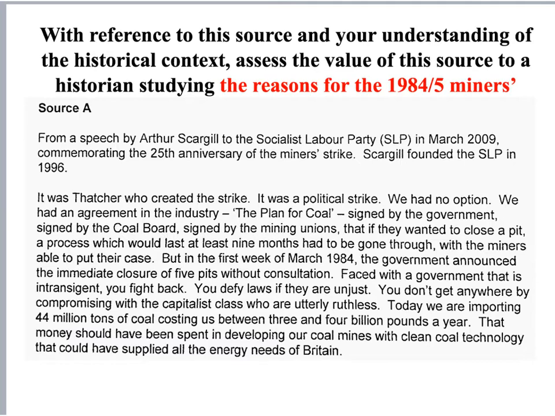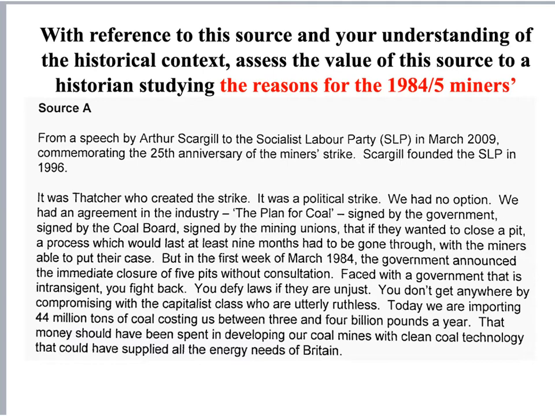The first thing that strikes me about this source is its provenance. You can say plenty here about the provenance of this source. It is highly useful. This is a speech by Arthur Scargill. Now, I'm going to use my own knowledge here to say that Scargill was the leader of the NUM during this period, and a controversial leader of the NUM. And therefore, that's going to be valuable to us as a historian looking at the reasons for the miners' strike, because he is obviously the leader of the union that called the strike in the first place. So what he's got to say on this is useful.